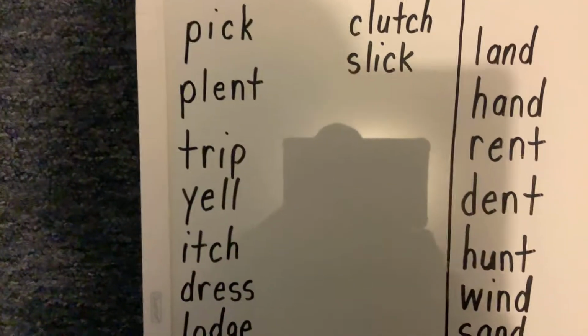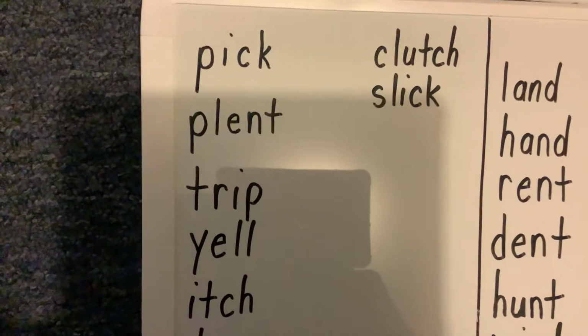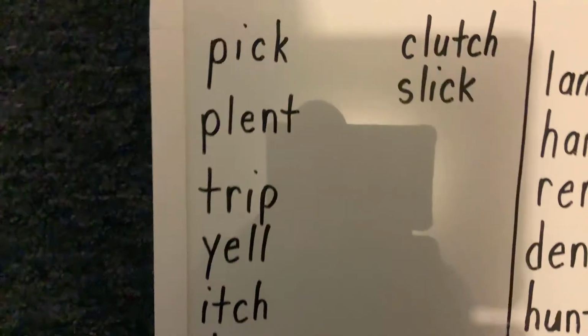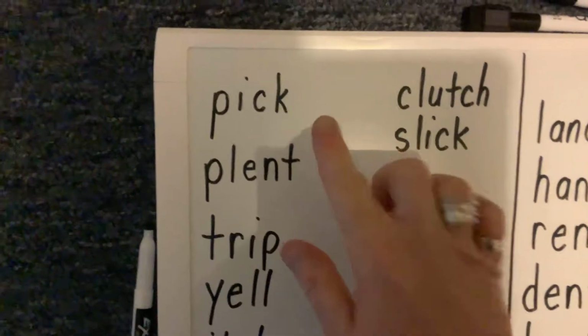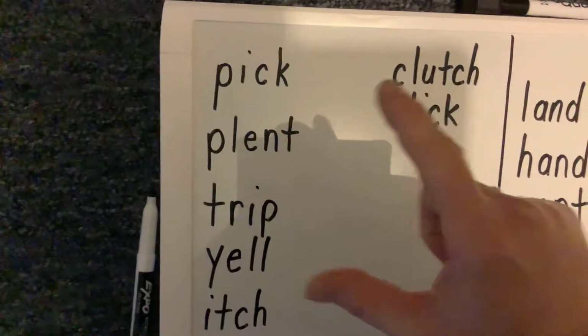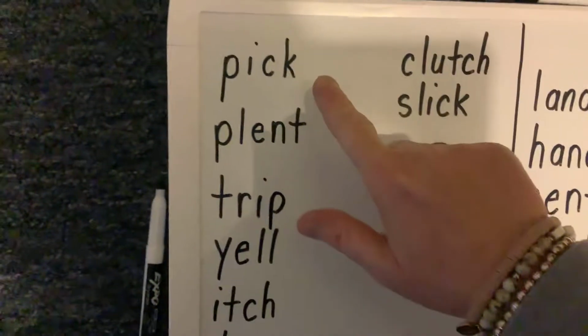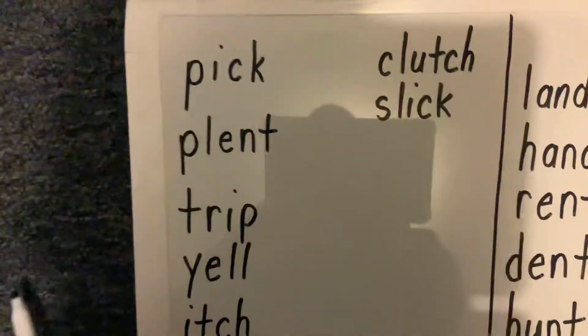Hi boys and girls, we're ready for another OG lesson today, and we are going to start by reviewing. So we're going to add a suffix onto the end of these base words. Remember, a suffix is a letter or letters at the end of the word that alters the meaning, so it changes what the word means.